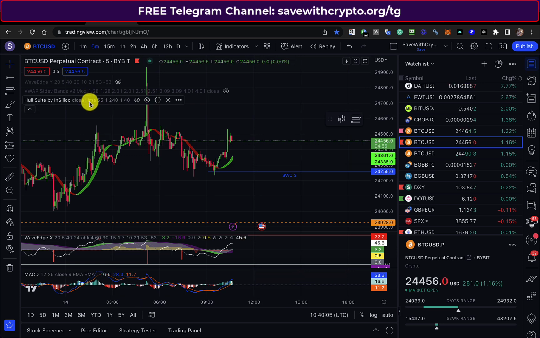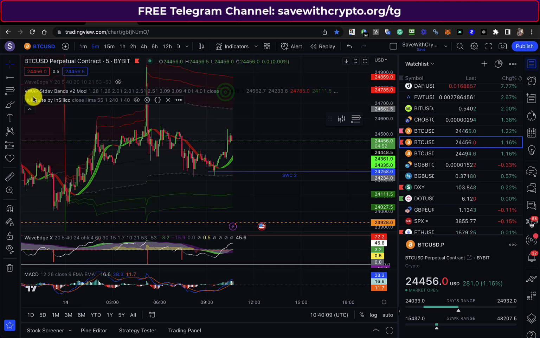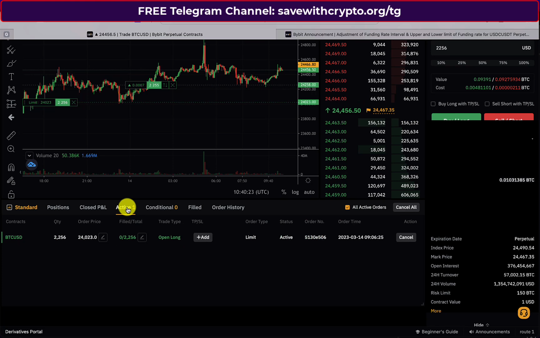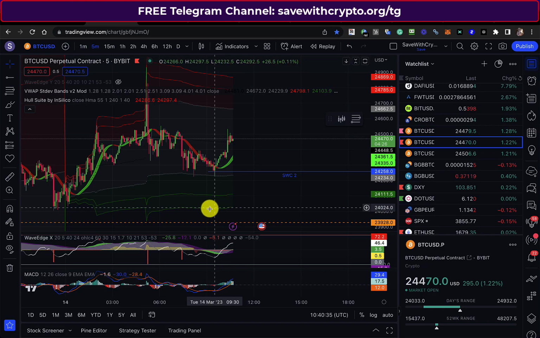So where did I get my other price from? Well, that was just from the VWAP. This is the VWAP standard deviation bands version 2 mod, and the other value I got was down here somewhere. Let me just check. Okay, so this is the trade. The second entry I've got is at 24,023, which is around about the bottom of this green band here.